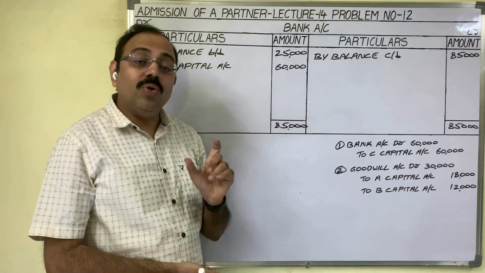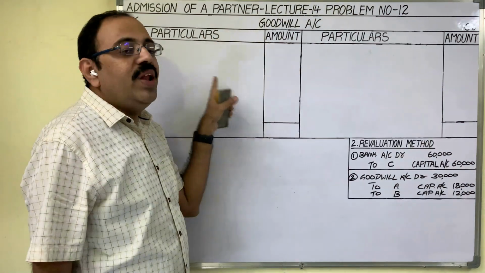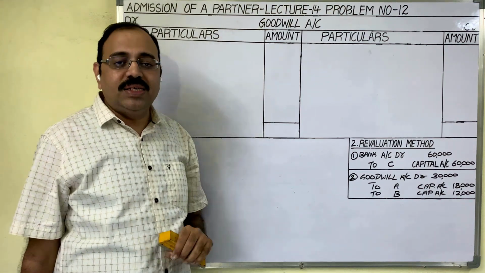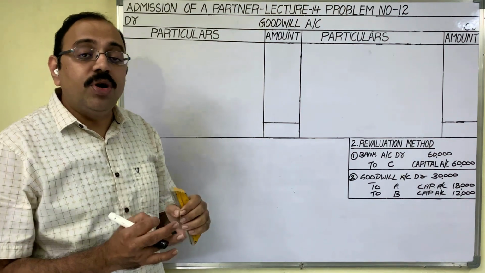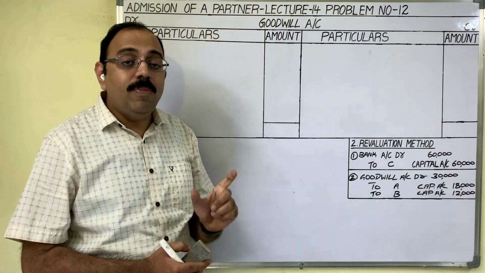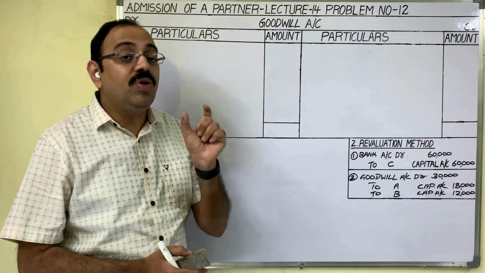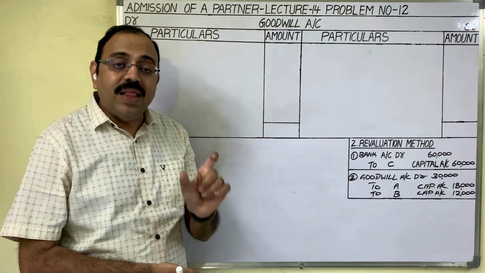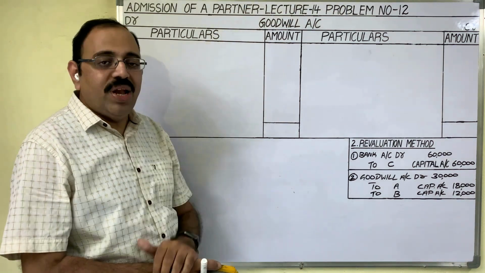Next come to goodwill account. This is goodwill account. First we have to see in old balance sheet under asset side whether any goodwill amount is already given or not. In present problem, in old balance sheet under asset side goodwill amount is given 10,000 rupees. First that 10,000 rupees we have to take in goodwill account.